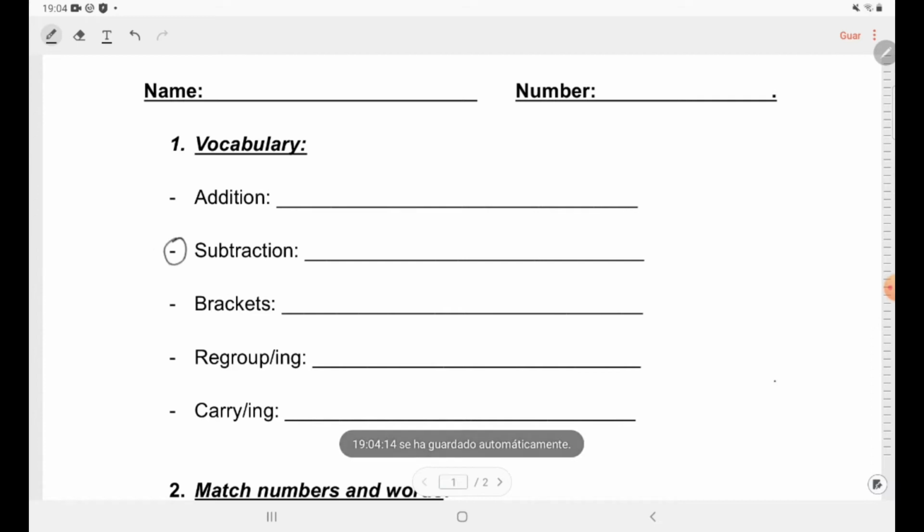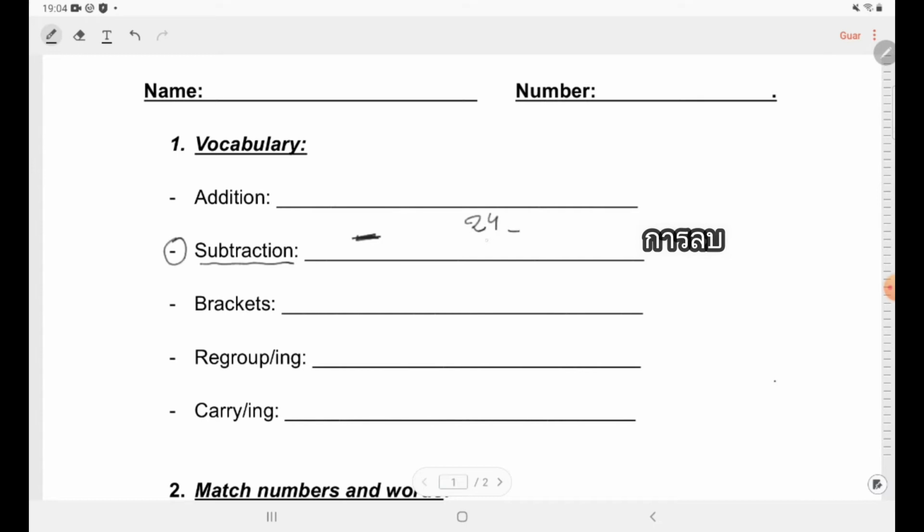Let's read together. The second word is subtraction. Can you read with me, please? Subtraction. As you know, subtraction is the operation where we use this symbol, minus. For example, 24 minus 10. This is a subtraction because we have the minus symbol. How do you write subtraction in Thai, do you know? So you have to write it right here. Okay, don't forget.